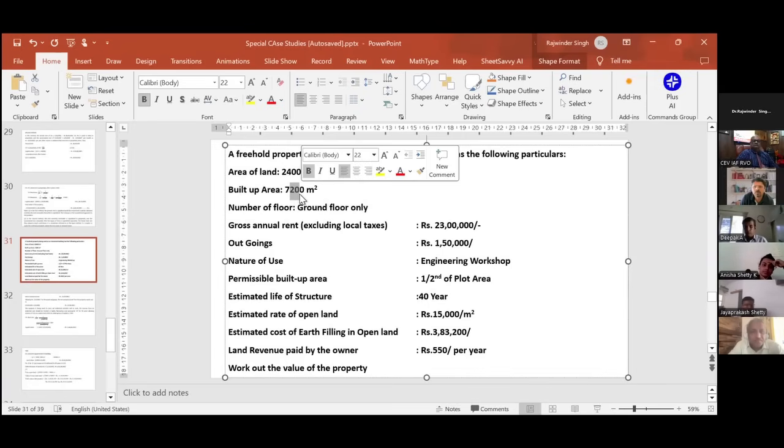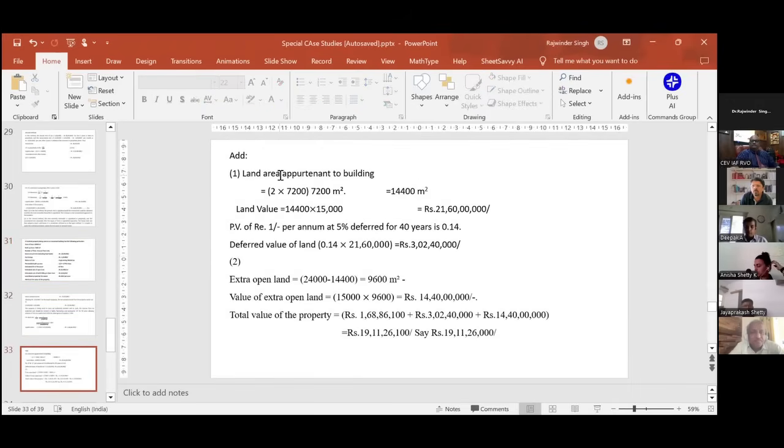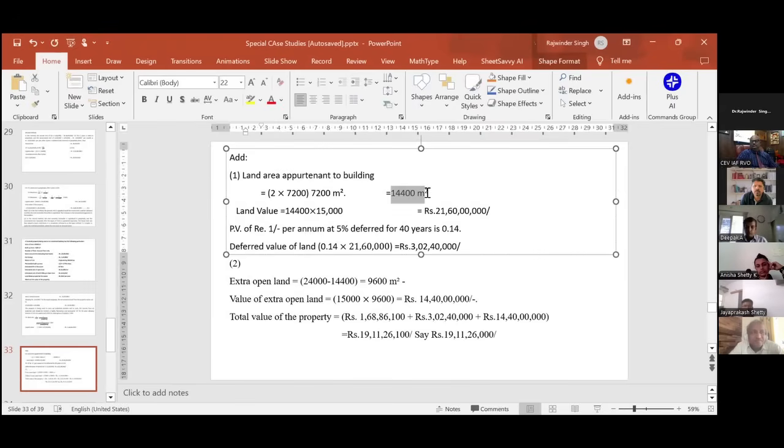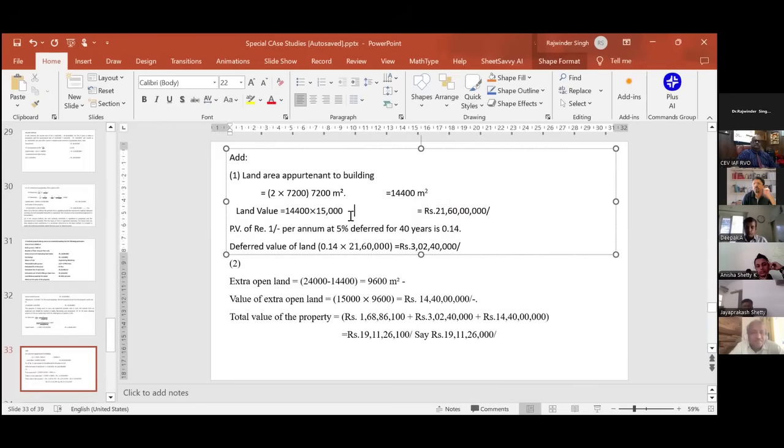Multiplied by 2, 14,400. So it will be 14,400 rupees. So that is the important thing. The land which will be required for this part of the building, the land area that will be attached to this building, a footprint to this building is 14,400. So land value is 14,400 multiplied by 15,000, 21 crore 60 lakhs.